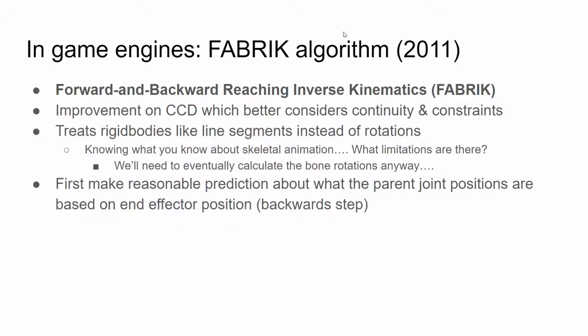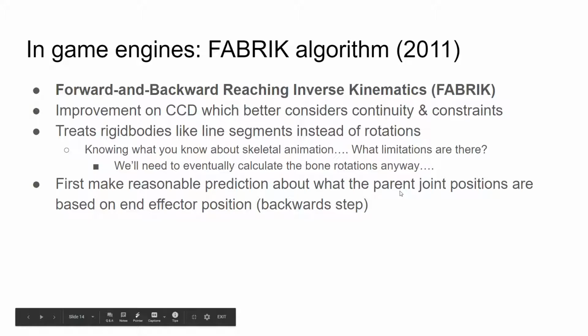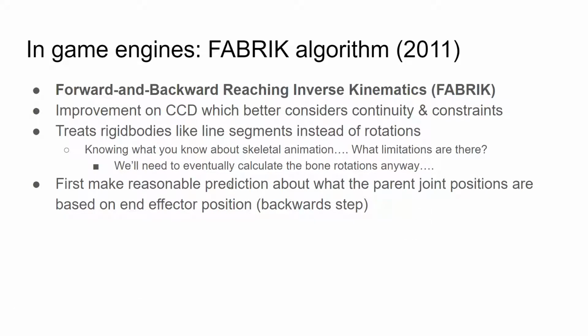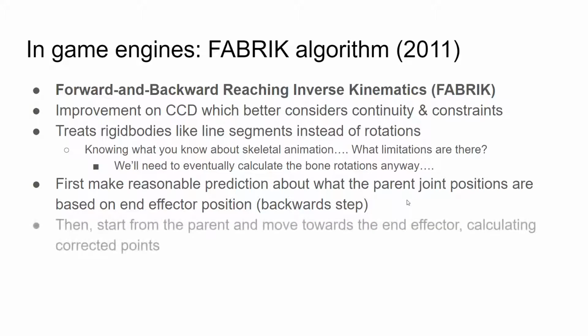But I'll show you a more detailed version of this, but what Fabric basically does is it first makes some reasonable prediction about what your parent joint positions are based on the end effector position. So you might choose some initial value. In a lot of cases, if you think of it as Fabric can run every frame, and for each frame what you can do is use the previous frame's orientation as the prediction for the current frame. Anyway, that's what the backward step is. So you're going backwards from the end effector and figuring out all the parent joint positions.